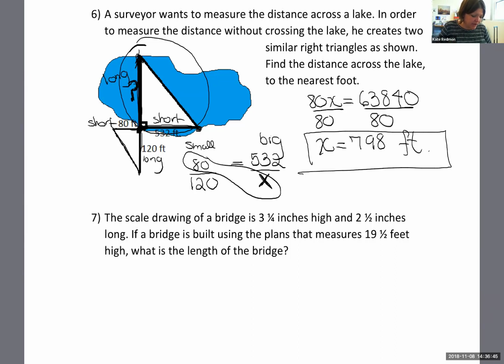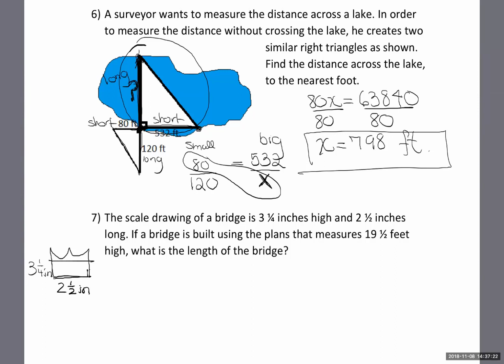So number 7, the scale drawing of a bridge. So here we have, I don't know, a bridge. I'm not a good artist. It's 3¼ inches high. And, oh, it's a very short bridge. I was not expecting that. Sorry, I'm just redoing my drawing based on the numbers now. So apparently it's a very tall bridge, 3¼ inches high, and it's only 2½ inches long. It's my bridge that kind of looks like a crown. I'm not going to get a new job as an artist anytime soon, y'all.